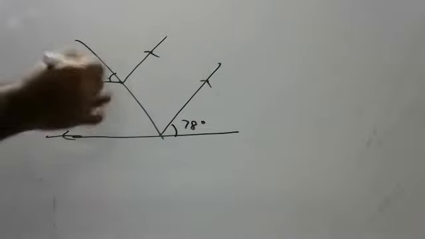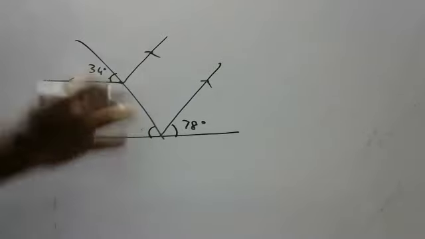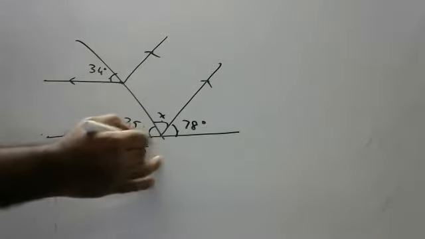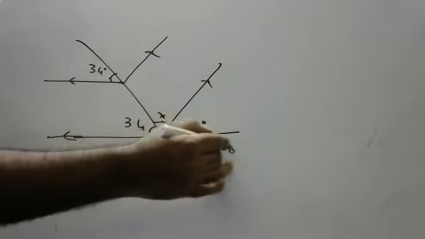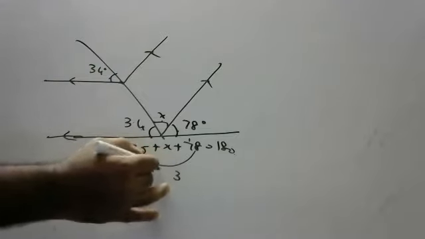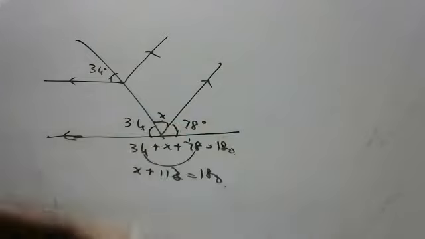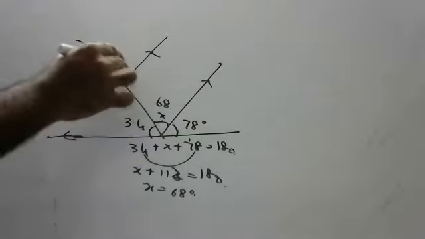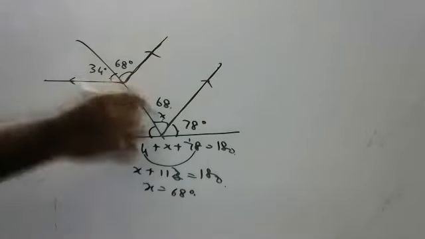Okay, simple, no? It will be like a fun game also. If this is 34, how much is this? 34, corresponding angles. So let me say this is x. 34 plus x plus 78 is 180 because it is a straight angle. 112 plus x is 180. x is equal to 68 degrees. So children, this is 68. If this is 68, this is also 68, corresponding angle, because these both are parallel lines.